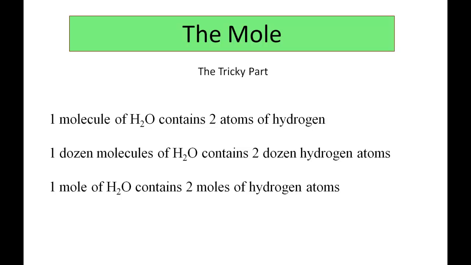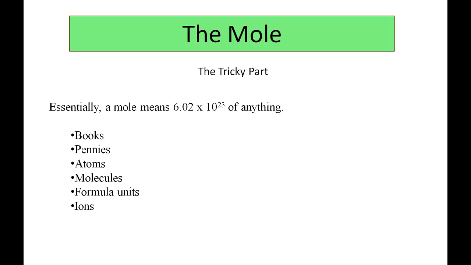Notice the sentences are identical except I've replaced the word dozen with the word mole. A dozen means 12, and a mole means 6.02 times 10 to the 23rd. So essentially, a mole means 6.02 times 10 to the 23rd of anything. It could be books, pennies, atoms, molecules, formula units, ions. It could be anything. So we consider it to be 1 mole equals 6.02 times 10 to the 23rd particles.